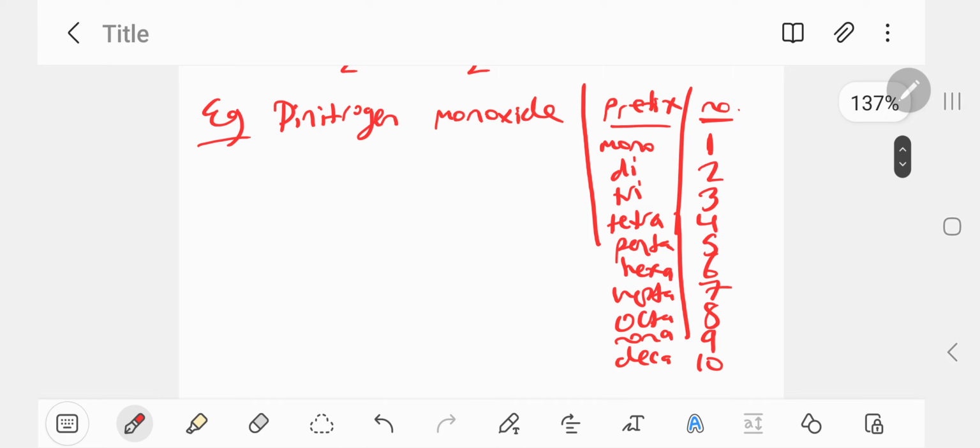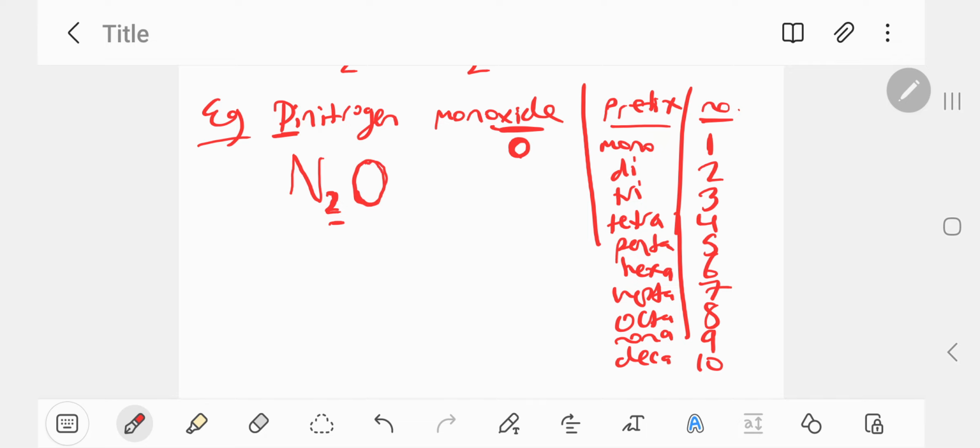So dinitrogen monoxide. Dinitrogen means there's 2 nitrogen. Put the 2 down here as a subscript. This is convention in chemistry. You don't put it like this, you put it like that. Di means 2. Monoxide. Mono means 1. Oxide means oxygen. There's 1 oxygen, so you put O for oxygen.